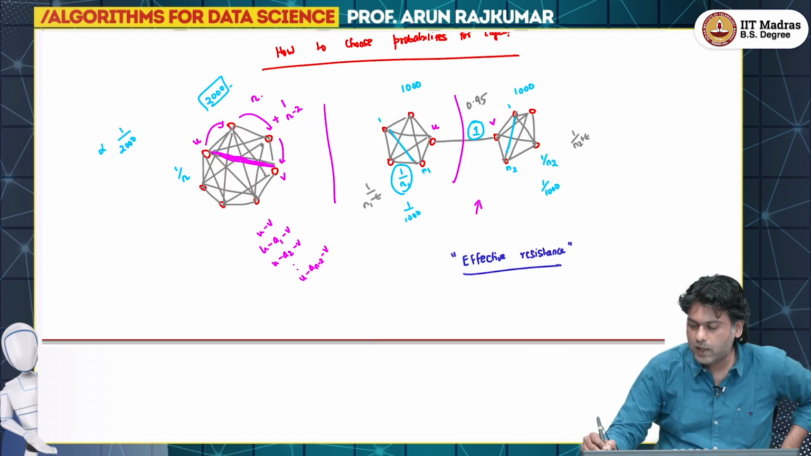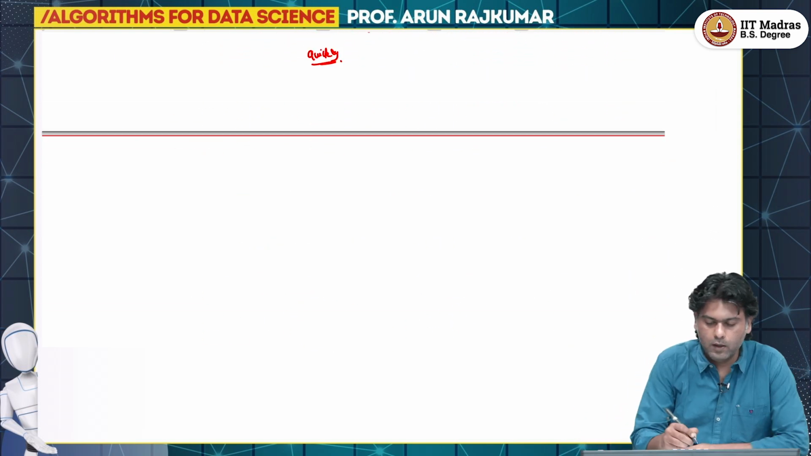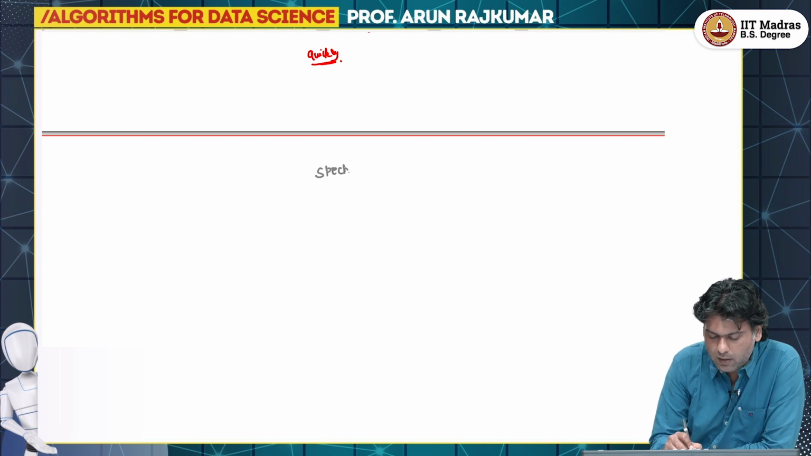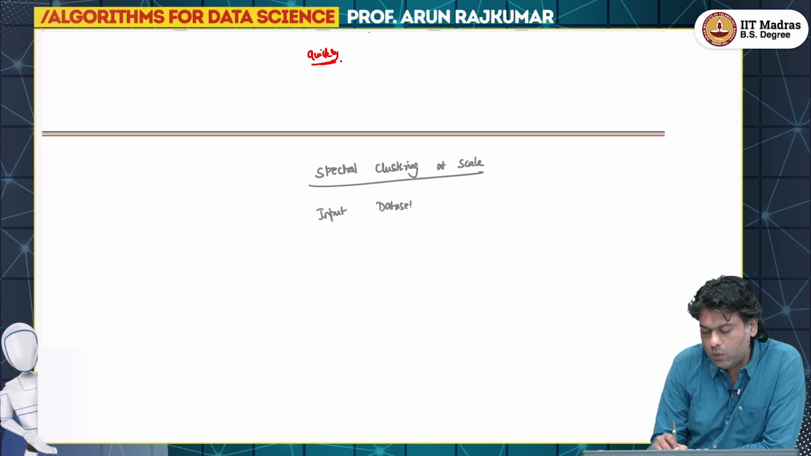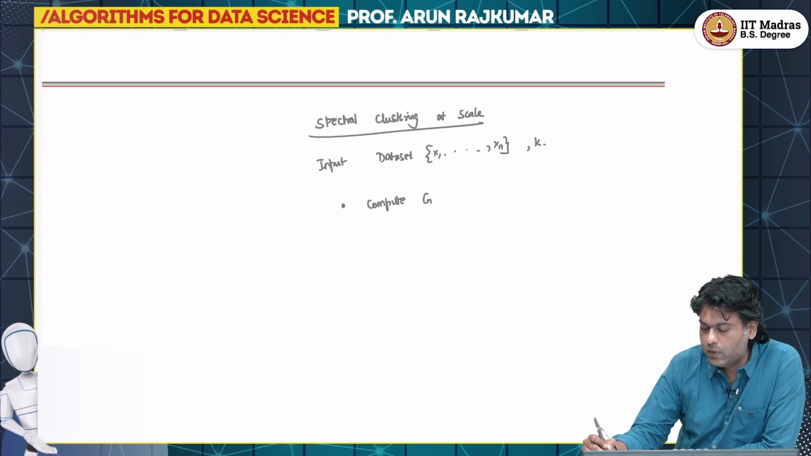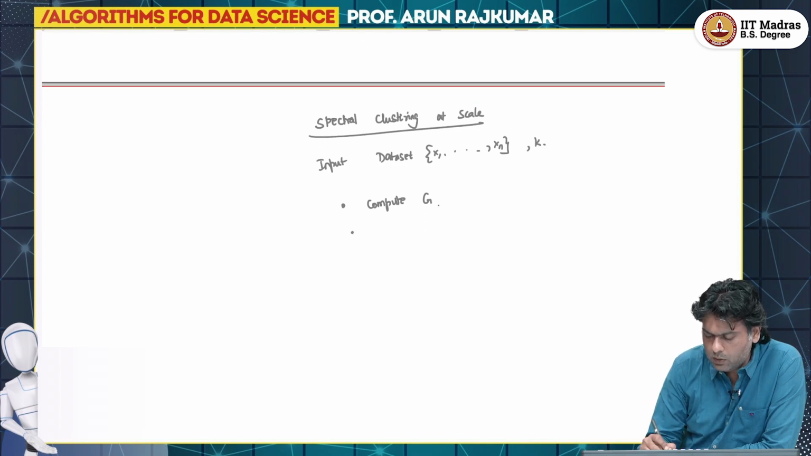So, just to summarize, I will put down all the steps, right. So, spectral clustering at scale. The input is just the data set, and then we want to cluster this into k clusters, let us say, and let us say we have some k as input. First part would be to compute G, which is the original graph. Now, what is G? G is V comma E comma W, that is given to us.